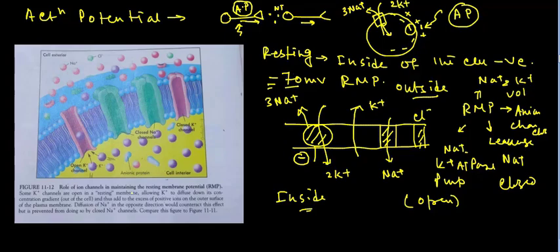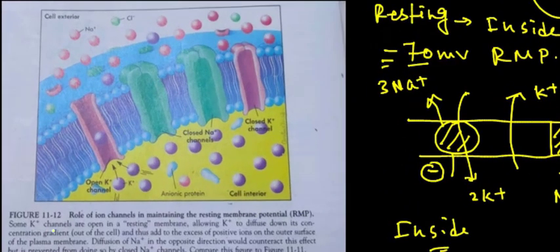Okay, so role of ion channels in maintaining the resting membrane potential. Some K plus channels are open in a resting membrane. So here you can see that some K plus channels remain open in the resting membrane. The Na plus K plus ATPase pump causes the exit of 3 Na plus and the entry of 2 K plus into the cell. Okay, so this K plus ion which enters the interior of the cell comes back to the exterior of the cell by this channel, right?